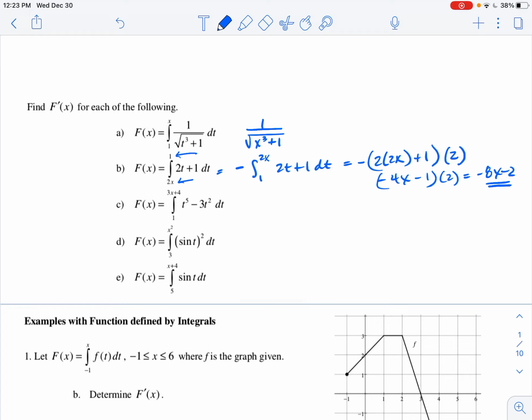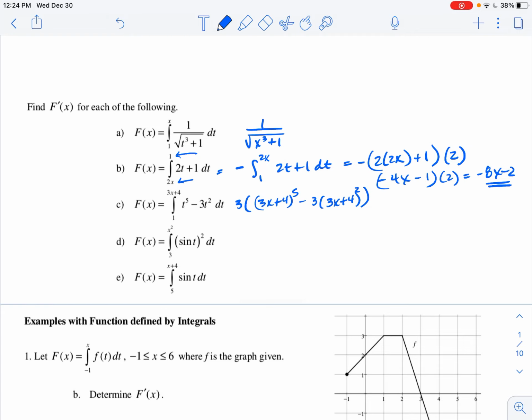All right, evaluate at the upper limit times the derivative of the upper limit. So I know the derivative of the upper limit is just 3. And if I evaluate the function at the upper limit, this is going to be 3x plus 4 to the 5th minus 3 times 3x plus 4 squared. And I think I'm just going to leave it like that. Let me just make sure I've got minus, did I drop a 3? No, it's fine. We're good.